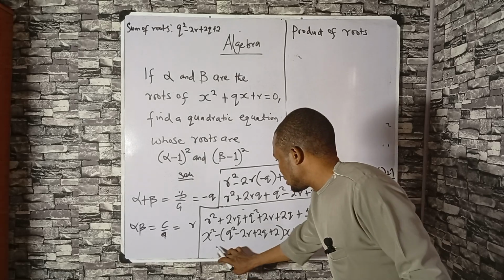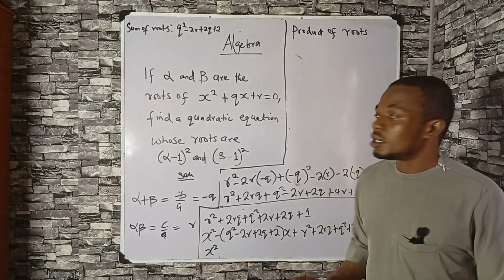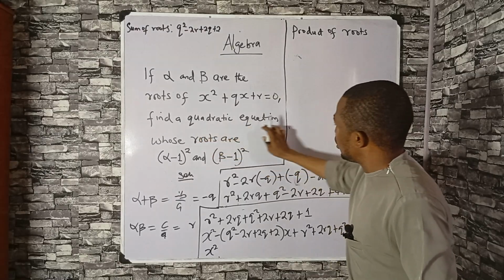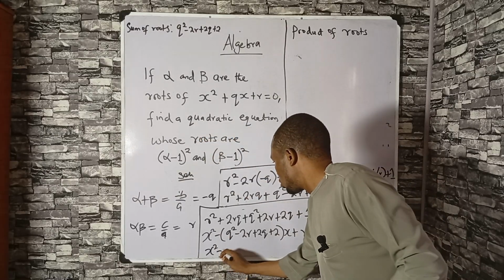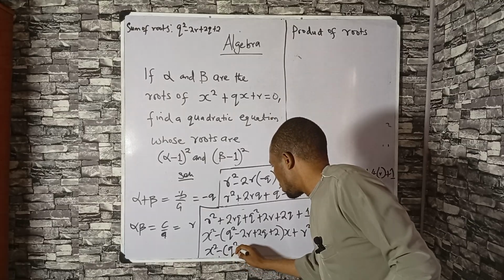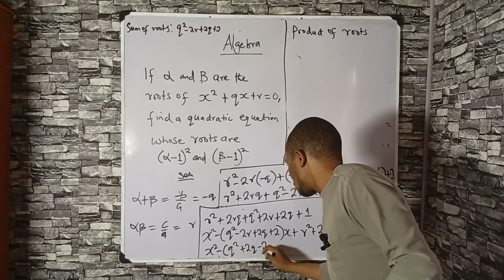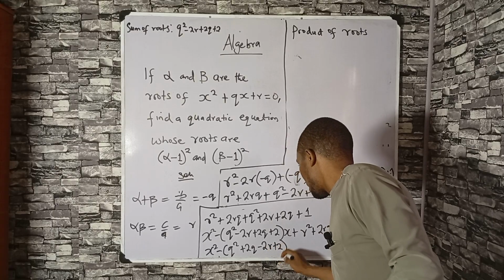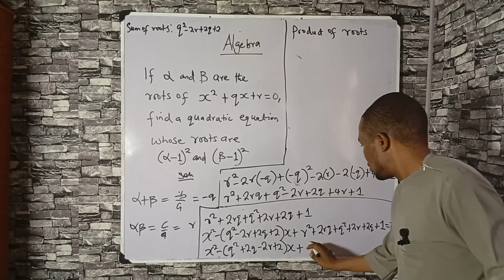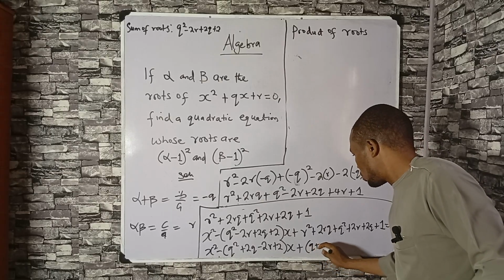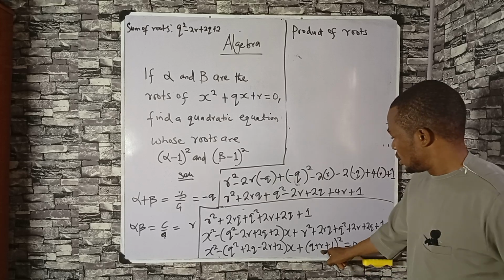Let's check. The final answer here is x squared. So the proposed equation whose roots are this and this is x squared minus q squared plus 2q minus 2r plus 2 times x. Then this, the whole of this can be grouped, written as q plus r plus 1 all squared equal to 0. If we expand this, you have this.